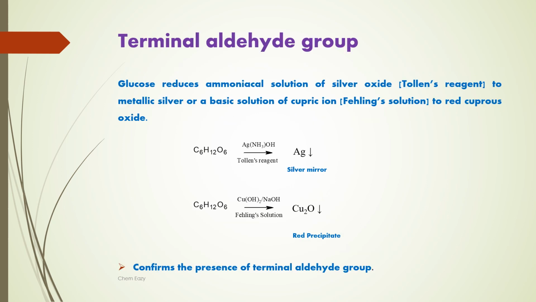Next, coming to the confirmation of the terminal aldehyde group. Glucose reduces Tollens reagent to metallic silver, or Fehling solution to red cuprous oxide. This reaction confirms the presence of a terminal aldehyde group, that is, a free aldehyde group is present in the glucose molecule.